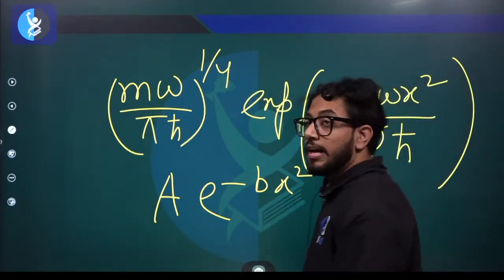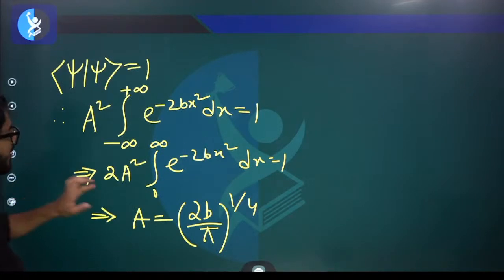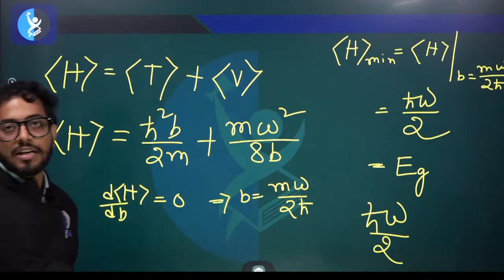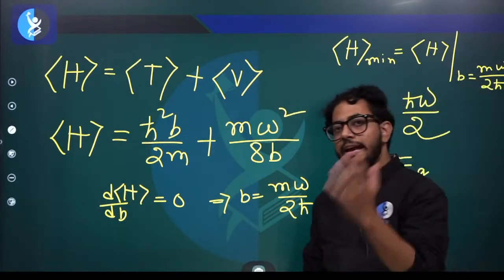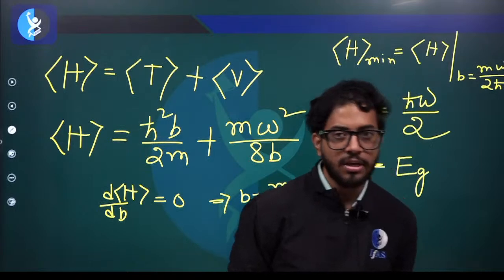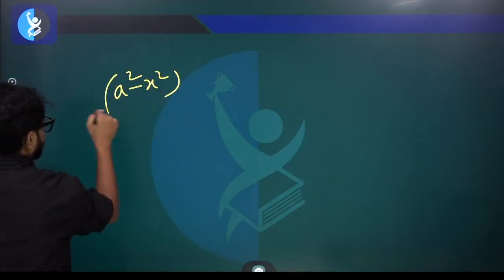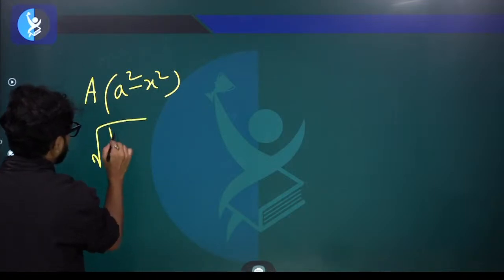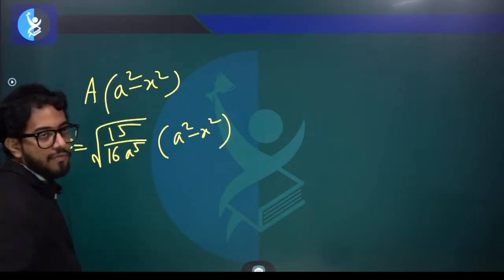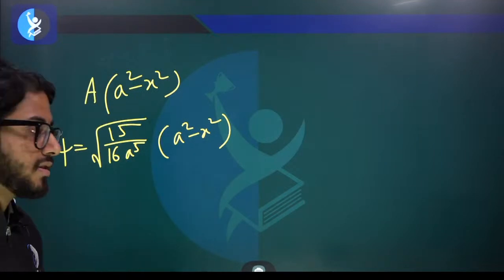Of course it is. Sir, the ground state is a Gaussian function, and we took our trial wave function for the variational principle as a Gaussian function. That's why we got the exact result. If you take another wave function, you will not get the exact result. Suppose I ask you to take this wave function, a square minus x square, what is the normalized form of this wave function? Root over of 15 by 16 a to the power of 5, into a square minus x square. If you take this as the trial wave function, of course you will not get the exact ground state.